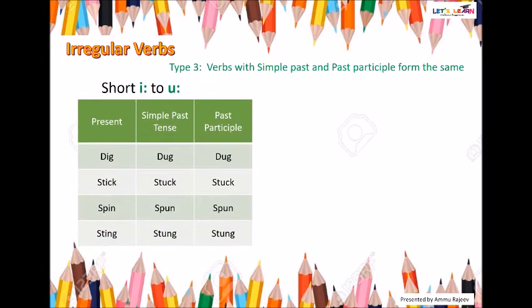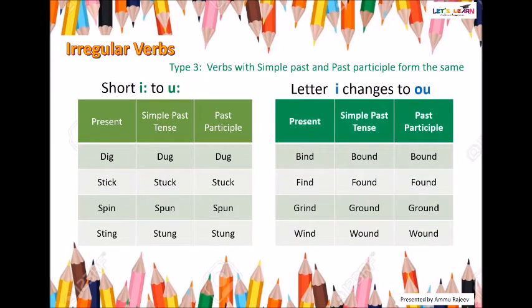In this table, you will find words that have an I in the middle. They change the I to U when they become simple past or past participle form. Take a look at the second table. You will see that the letter I in the verbs changes to OU when they become simple past or past participle form.